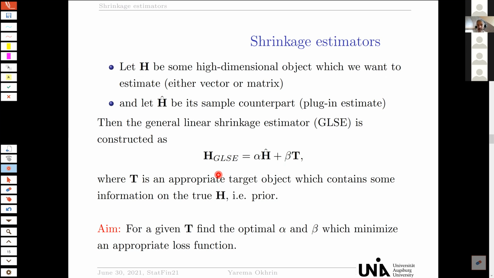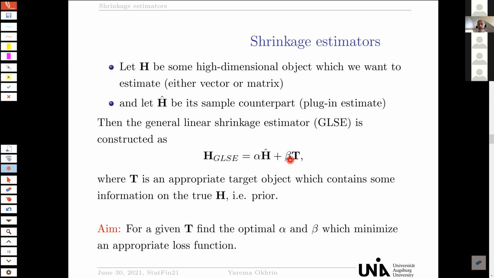shrinkage estimator. The weights alpha and beta are of course unknown, and they are typically estimated by minimizing some appropriate loss function. It can be some Frobenius norm for matrices, and it can be a Euclidean norm for vector quantities, and so on and so forth.